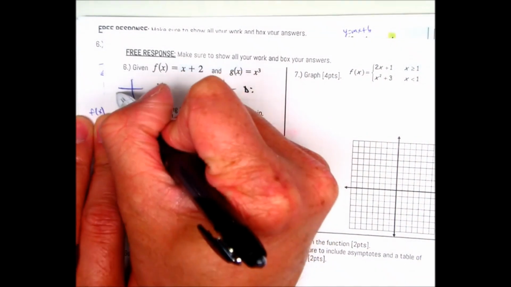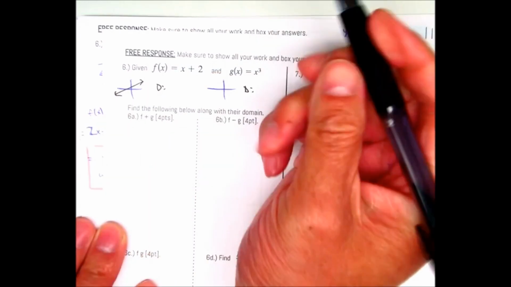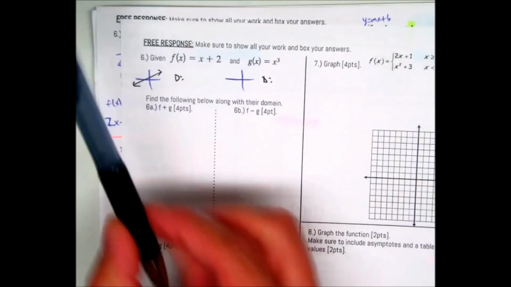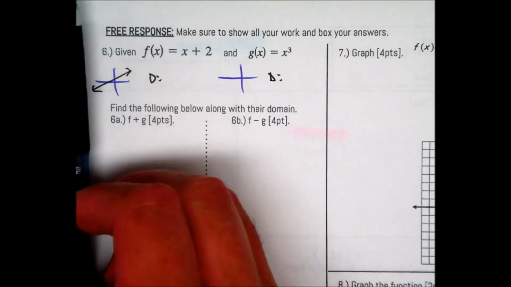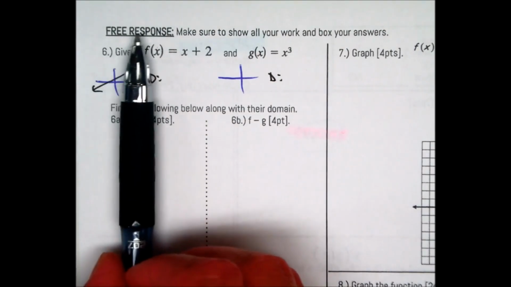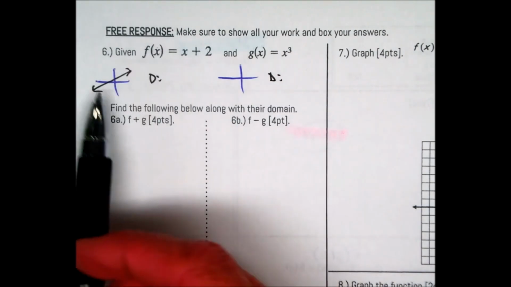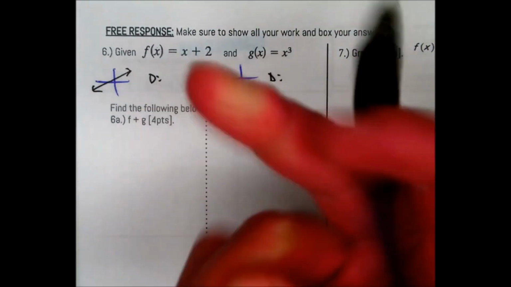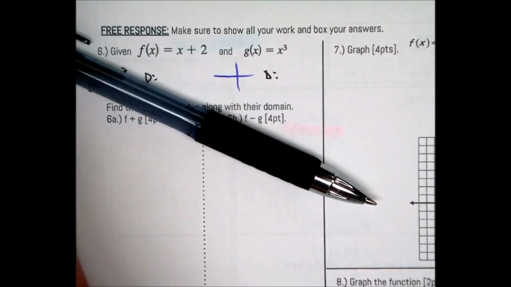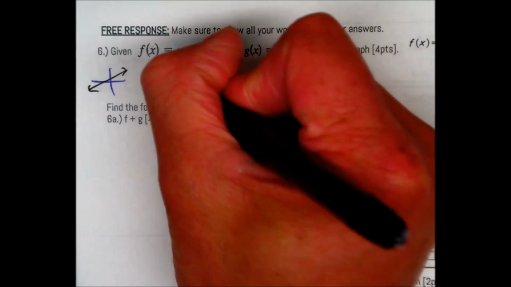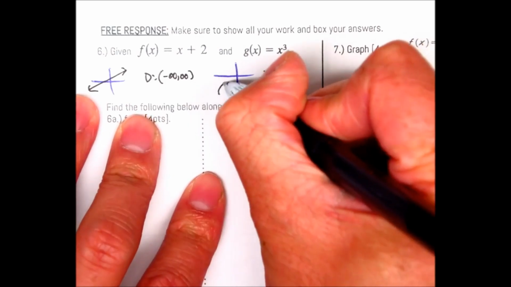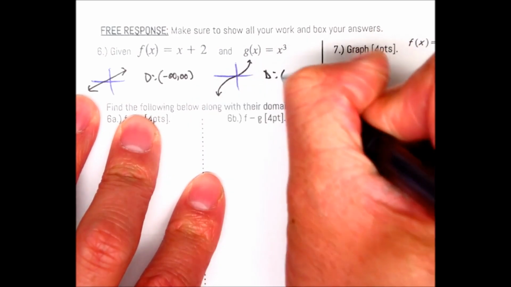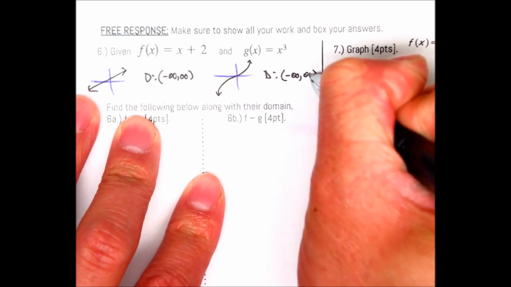x plus 2 is just a linear. Remember, domain means going left to right. You're starting on the x values that are negative infinity, and the x values are positive infinity. So don't think it's negative infinity because it's pointing down. You could have had the slope like this, and that would be negative infinity to positive infinity. And then x cubed, our graph looks like this. Same thing, negative infinity to positive infinity, because you have your two arrows.